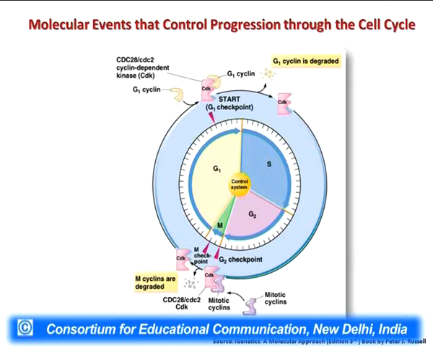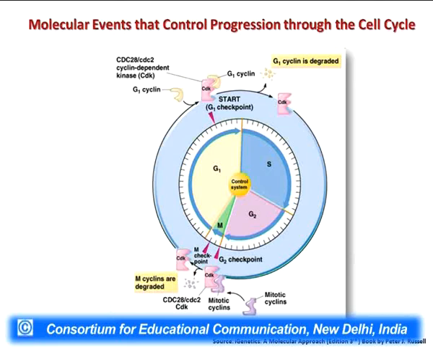At this point, if the cell is not prepared to go into the synthesis or S phase, the checkpoint doesn't allow this cell to move to that point. So at that checkpoint, the cell is returned to its G1 phase to complete all its mechanisms and machinery processes so that all the enzymes, proteins, and whatever things are required can be synthesized, and subsequently it moves to the S phase.